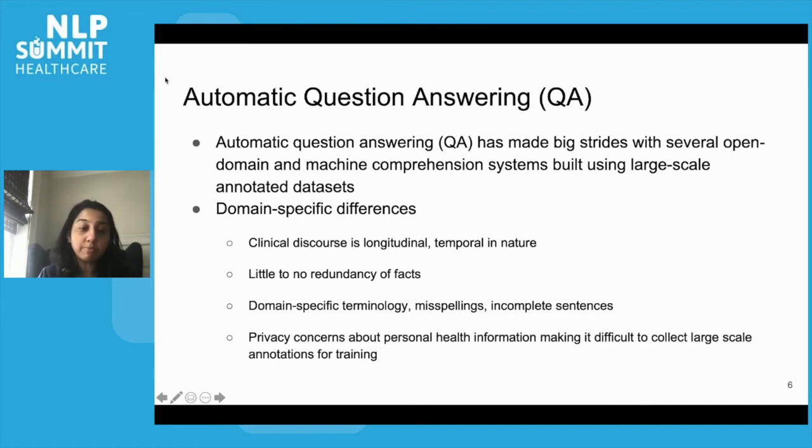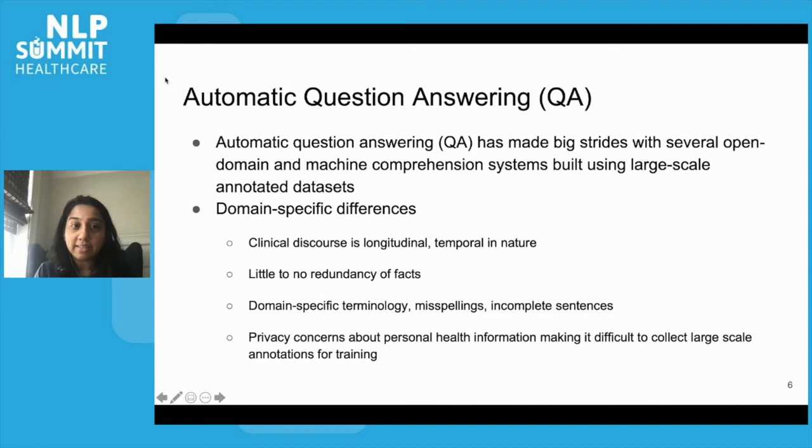And then finally, the biggest problem, I would say, is privacy concerns about PHI, personal health information, making it very difficult to collect large-scale annotations for training. And this is essentially a very big roadblock because one, you need medical expertise to annotate, and two, that along with privacy concerns makes it very difficult to crowdsource annotations. So you essentially need a bunch of physicians or medical experts sitting and annotating data for you, even if not for training, at least for evaluation, offering credibility to the dataset.